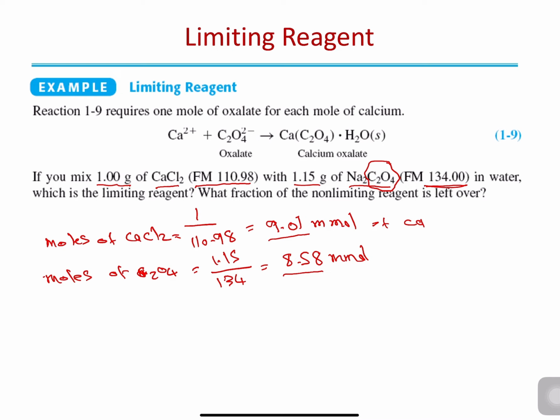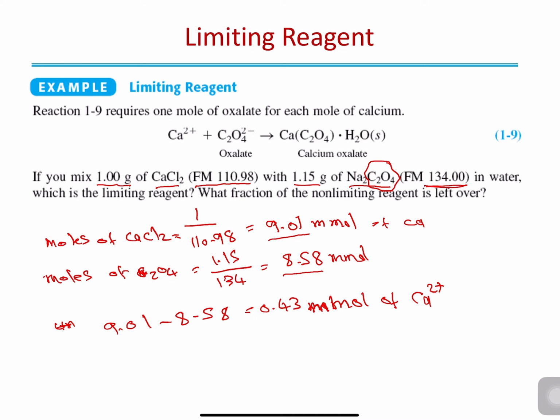How much will remain then? The fraction that was left over of the calcium chloride will be 9.01 minus 8.58, which is 0.43 millimoles, sorry, of calcium. Now we know that there are 0.43 millimole of calcium.